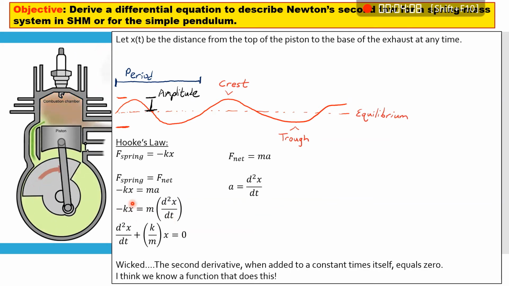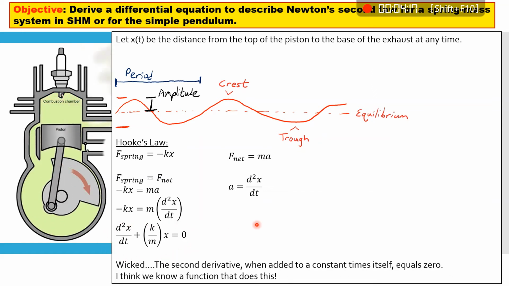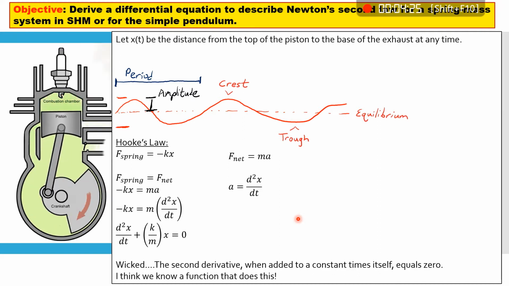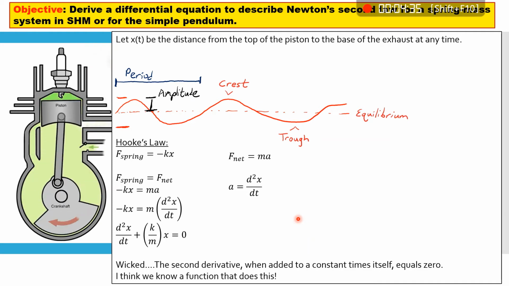And then add this back over to the other side. So if I do add this back over and then divide everything by mass, I get this equation, which says the second derivative plus a constant times itself equals 0. Say that one more time. The second derivative plus a constant times itself equals 0, which we know happens for a sine function. For a sine function, if we derive twice, we end up with negative sine. So that's a second derivative plus a constant times itself should equal 0.